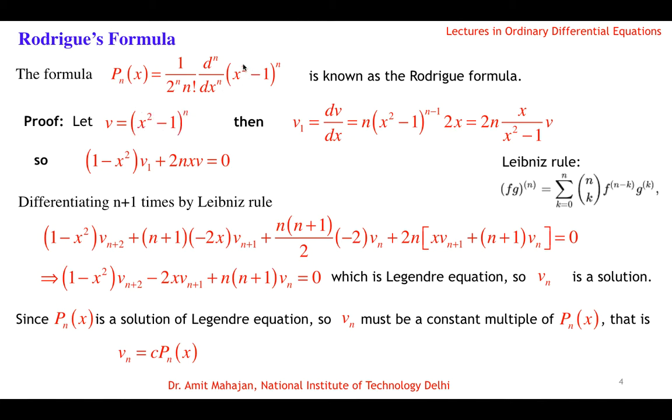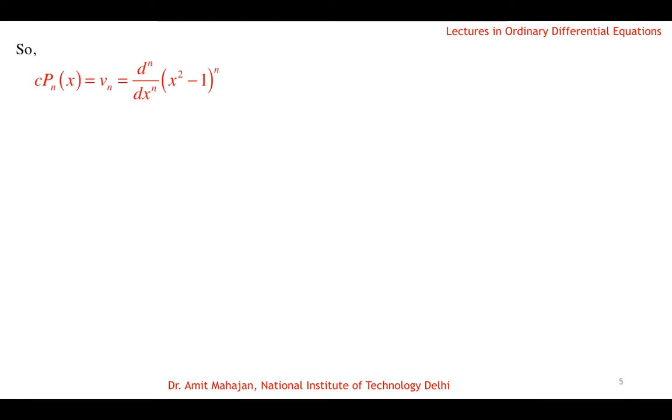So we are almost there. C times Pn(x) is the nth derivative of this. If we prove that C is 2 to the power n times n factorial, then we can divide by C and we have the result. So that's what we are going to prove. C times Pn(x) is vn, and vn means the nth derivative of v, so just rewrite this.